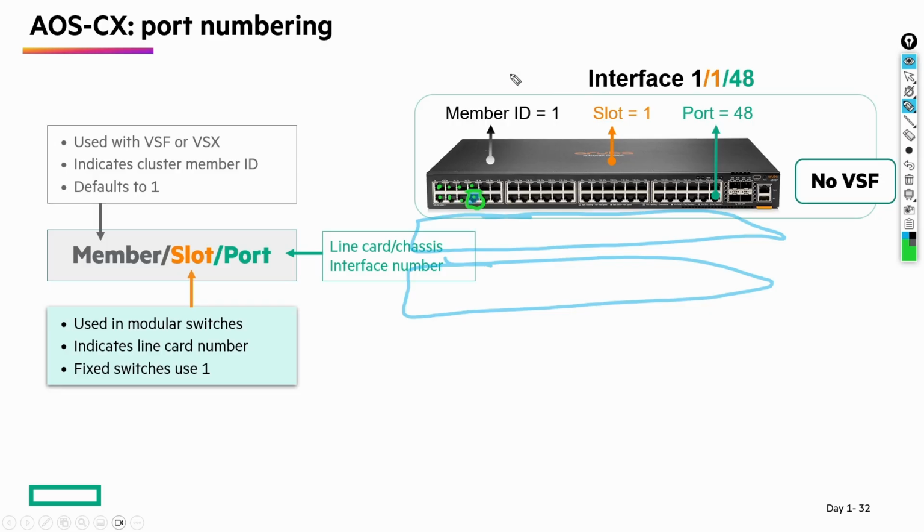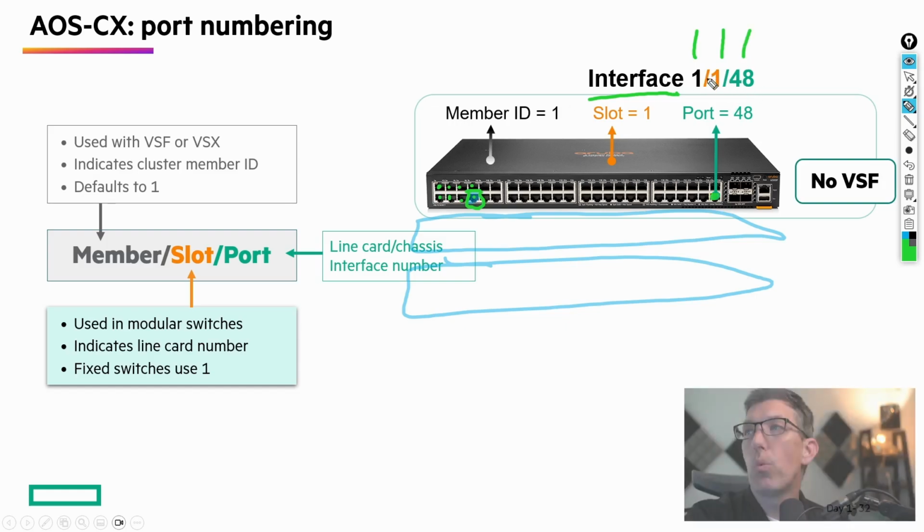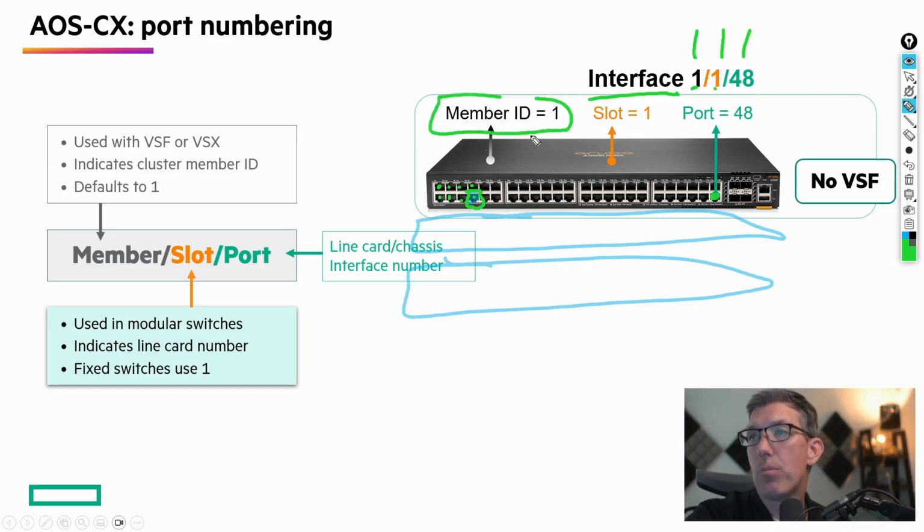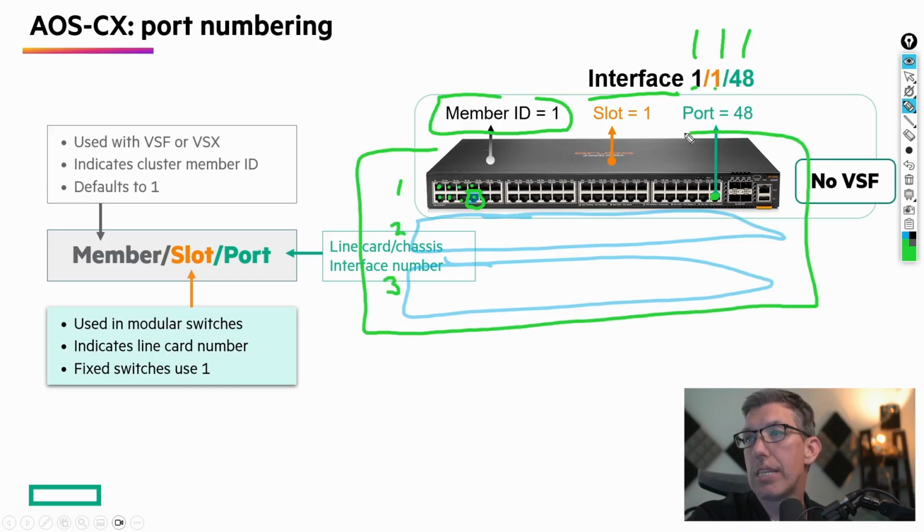To refer to it, you don't just say interface 8. You say interface 1/1/8. But the 1 and 1, what that refers to is the member ID. If you have more than one switch, you could have member 1, member 2, member 3, if you wanted to use them all as if they were a chassis.